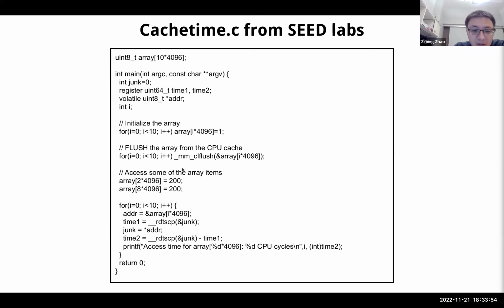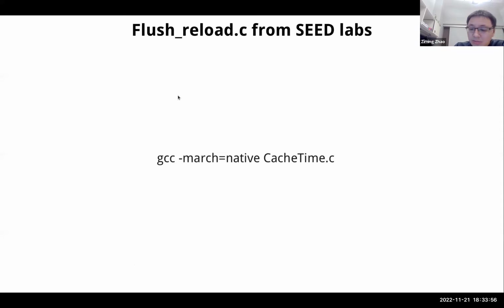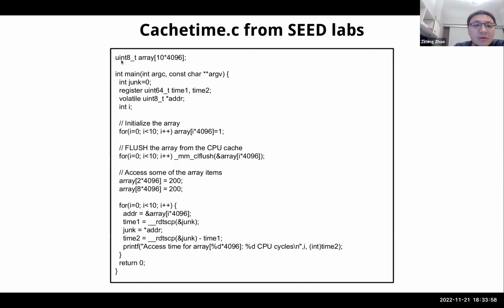Let's say here we have a global variable, which is an array. The array is huge. It's 10 pages. This is for the entire CPU.